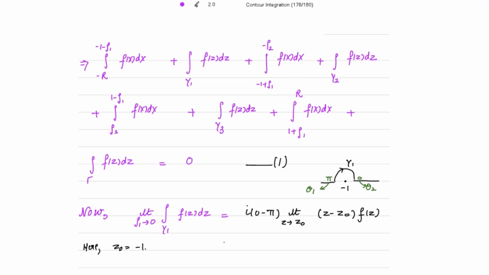Limit z tends to z0. Let me write iota times (0 minus pi), limit z tends to z0, here z0 is -1, of z minus -1, which will become z plus 1, times f(z), where f(z) is e to the power iota pi z over z into 1 minus z squared. 1 minus z squared means 1 minus z into 1 plus z. So z plus 1 will be cancelled out.